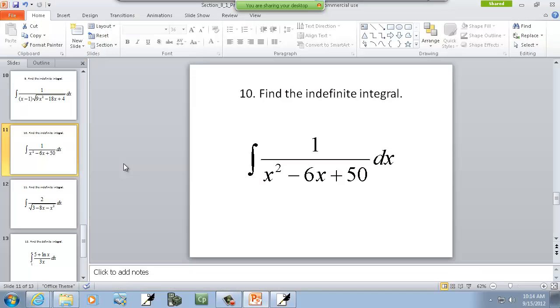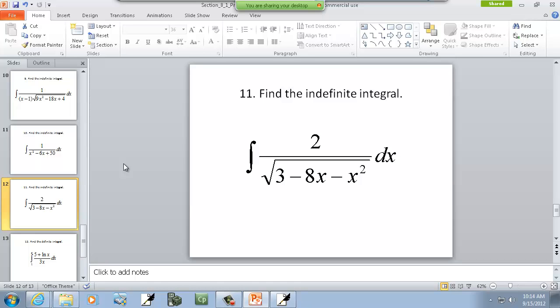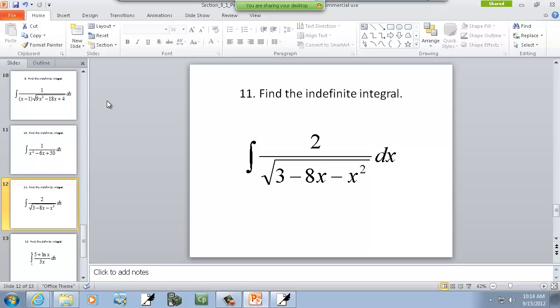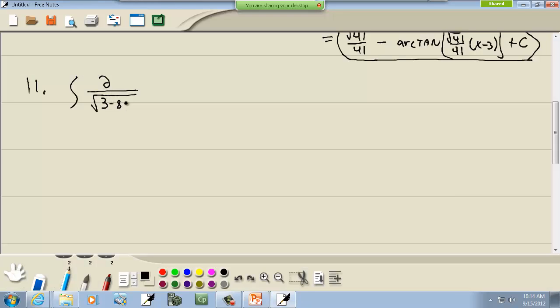Let's look at our next problem. Okay, so we got 2 over square root of 3 minus 8x minus x squared dx. Okay, our standard u substitutions. You've got a radical, let u equal the radical, or what's underneath the radical. So u is equal to 3 minus 8x minus x squared. Doesn't go anywhere. If I find du, then I can't do anything with it. We could also set u equal to the denominator. That's even worse. That isn't going anywhere.